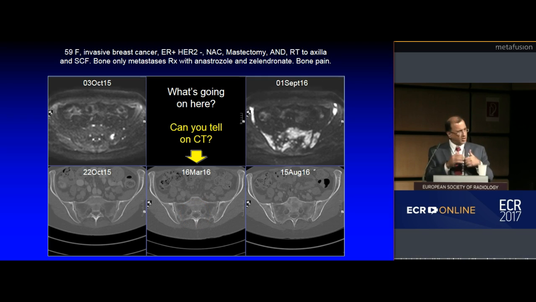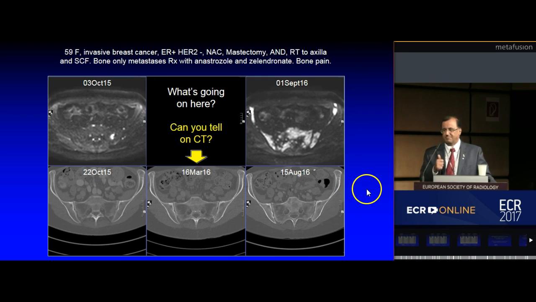CA15-3 and CT scans, right? All of you are doing this. So she has another normal scan. This is called stable, okay? She receives more treatment, but she comes back with bone pain.